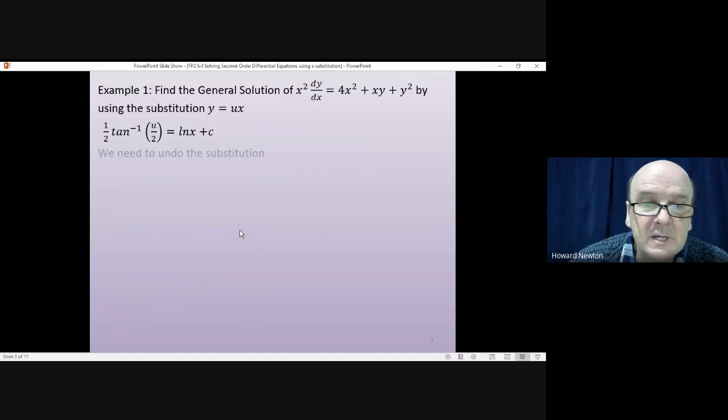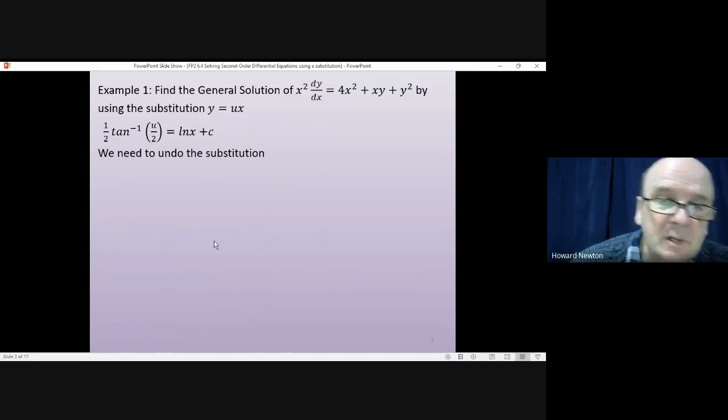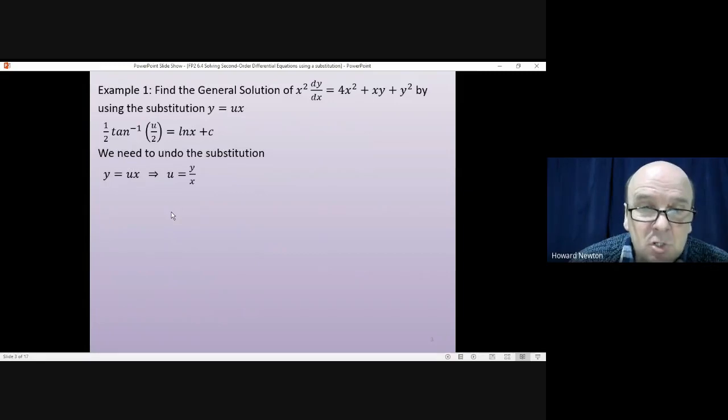And then the next thing we need to do is undo the substitution. So the substitution was that y equals ux. When we write down the general solution, we really should be writing down y as some function of x. If y equals ux, that means u equals y over x, and that we substitute back into here. So that gives us a half inverse tan of y over 2x is equal to log x plus c.